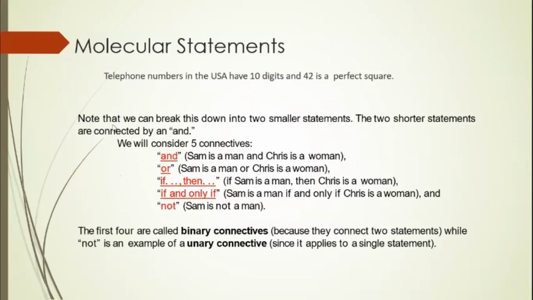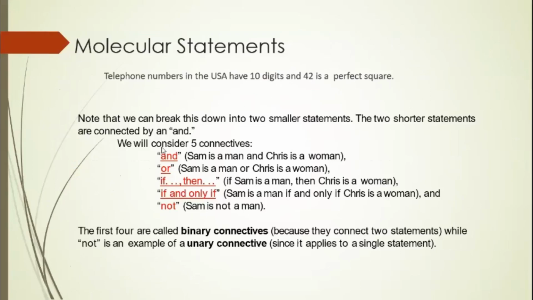Note that we can break this down into two smaller statements. The two shorter statements are connected by an "and." So we can separate this, because if we separate it, the one on the left is still considered a proposition or a statement in its atomic form. And as well, this other part of the statement is also a proposition in an atomic state.